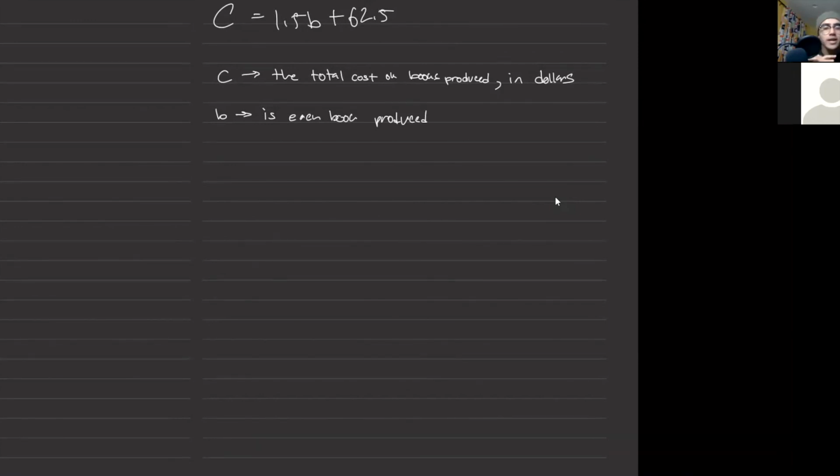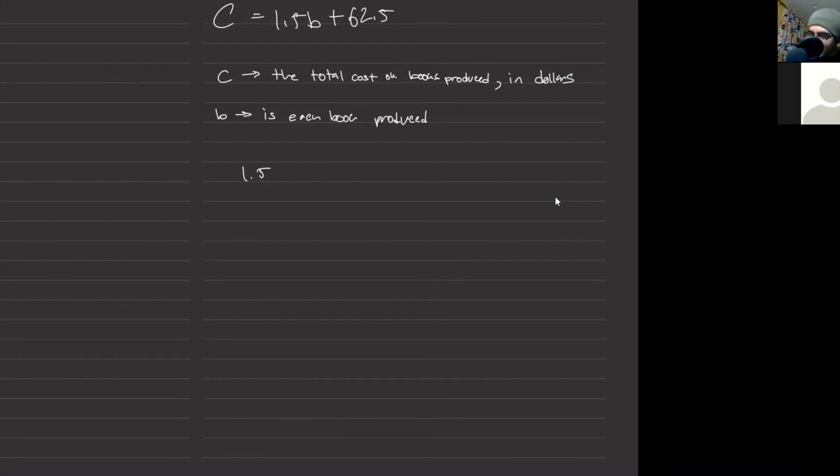All right. So what is our slope here? 1.5, right? So what does the 1.5 suggest? So what does he mean by 1.5? The way you should think about it, right? So $1.5 per book, right? Exactly. It's essentially a cost increase, right? So for every one more book you produce, it's going to be $1.5 more, right?